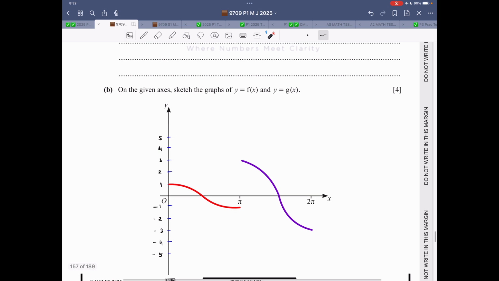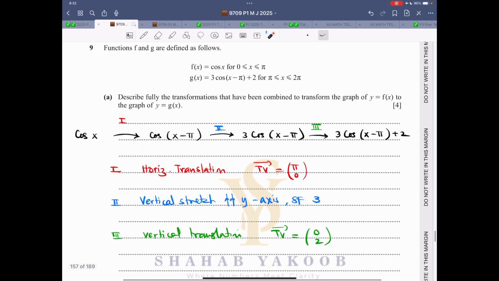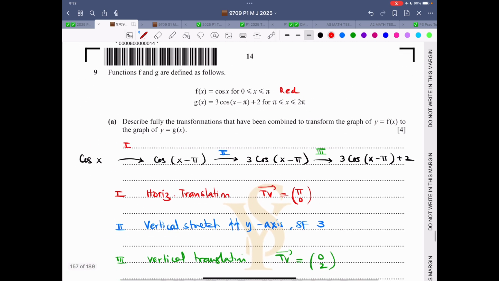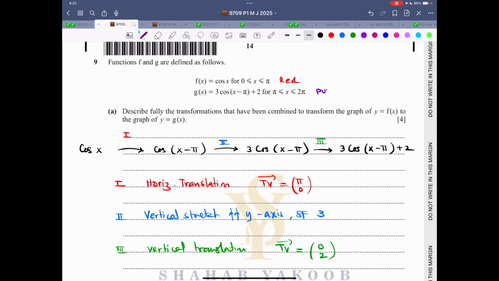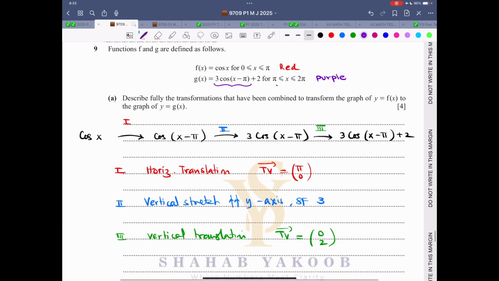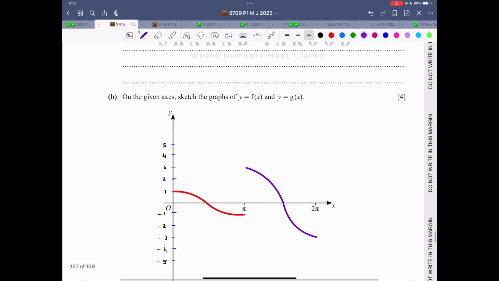Now it says on the given axes, sketch the graph of f(x) and g(x). Now g(x) is not complete. I still have to move it up. So now that is the original graph. That is cosine x between 0 and pi. Cosine x is drawn in red color. And then this one, I think that's the purple one. It's running from here and there. So now the purple one is the graph of this thing. Now over here, this much that I have drawn, that is the purple one. Now I need to move it 2 units up, and it's from pi till 2 pi. That is how you are drawing it.